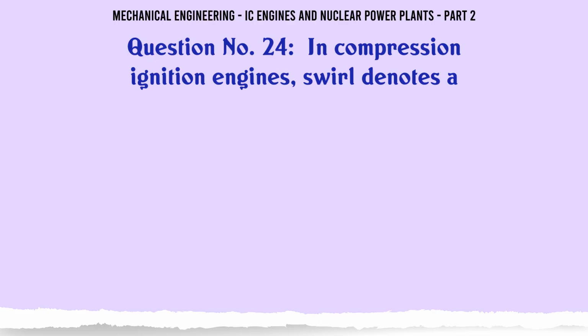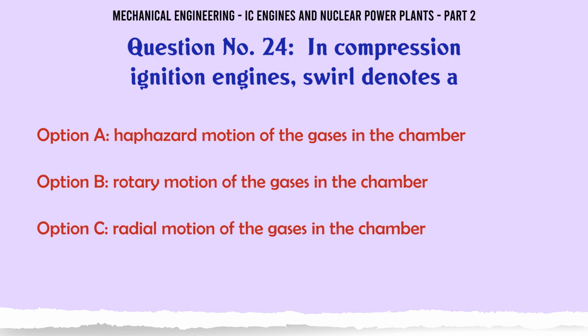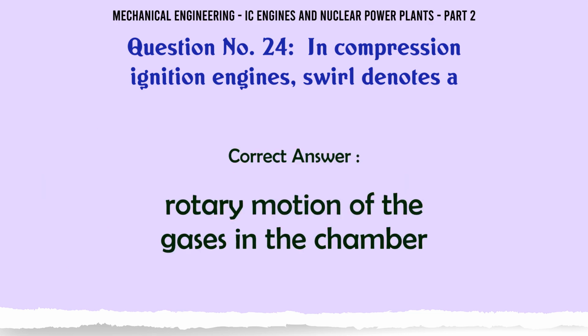In compression ignition engines, swirl denotes A. Haphazard motion of the gases in the chamber. B. Rotary motion of the gases in the chamber. C. Radial motion of the gases in the chamber. D. None of the above. The correct answer is rotary motion of the gases in the chamber.